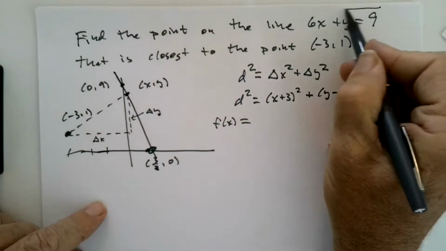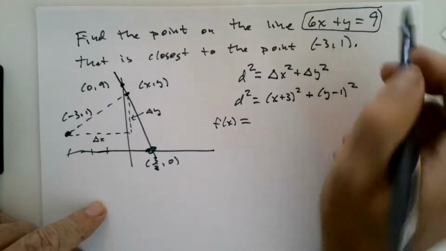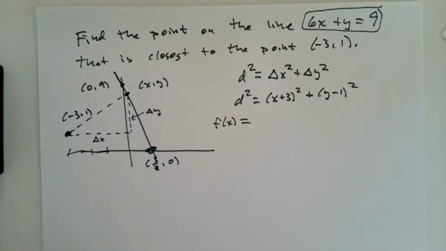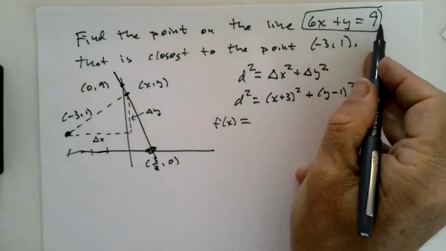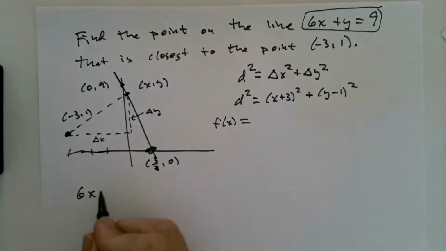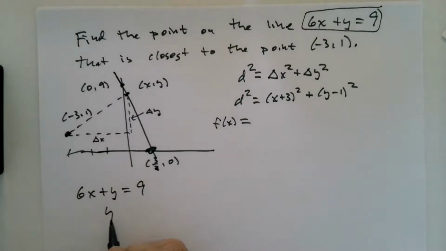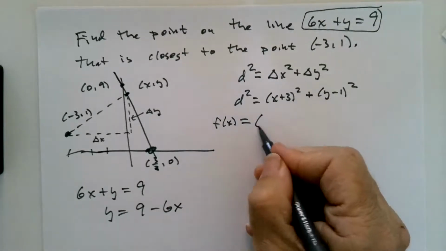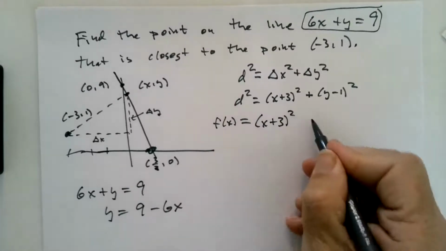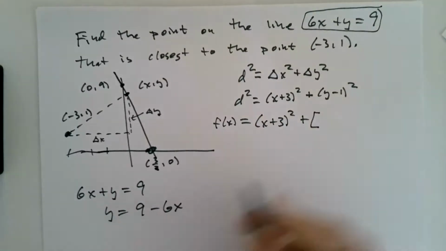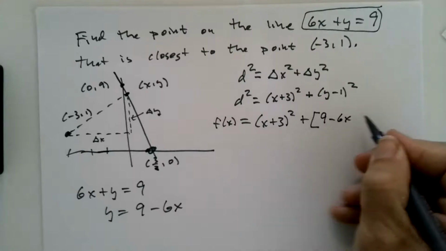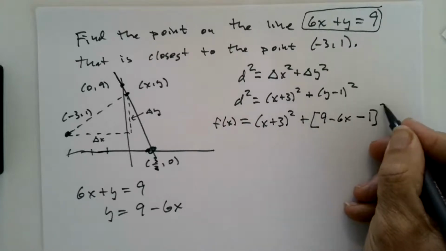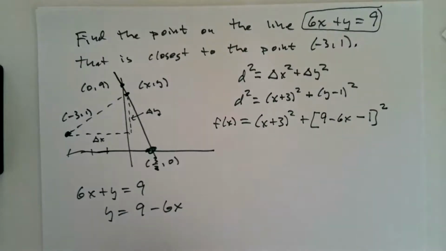Do you see what we have here? We have 6x plus y equals 9. If that's the case, yes, Joseph, then take the first derivative. If 6x plus y is 9, then y equals 9 minus 6x. So I'm going to plug that in for y up in this equation. So I have x plus 3 squared plus y minus 1, 9 minus 6x minus 1 squared. Then we want to take the derivative. Then we want to set that equal to 0.